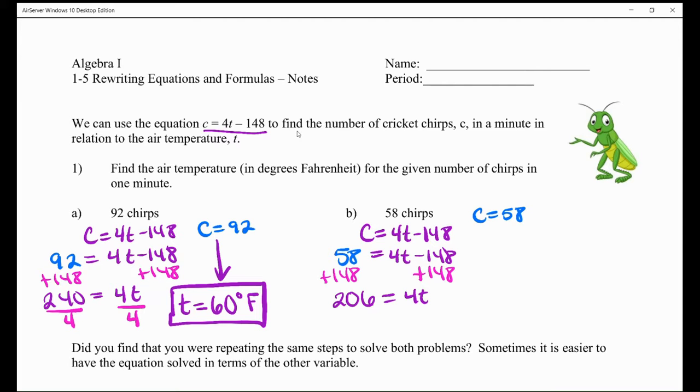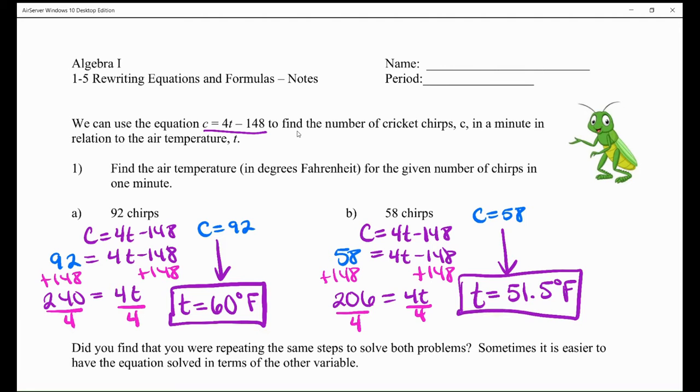The inverse operation of multiplying by 4 is dividing by 4. So the temperature, when there are 58 chirps in 1 minute, is 51.5 degrees Fahrenheit. So that way, it required us to substitute the value in, but then we had to solve the equation. But if you notice, the steps to solve were the same. First, we added 148, and then we divided by 4.